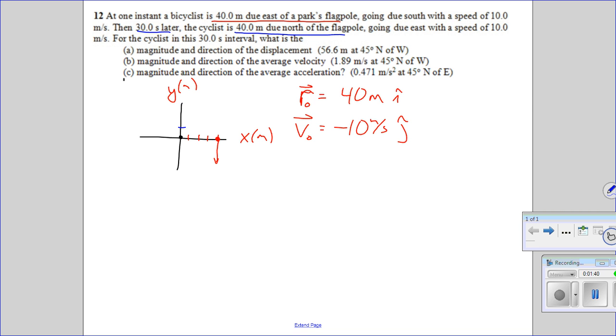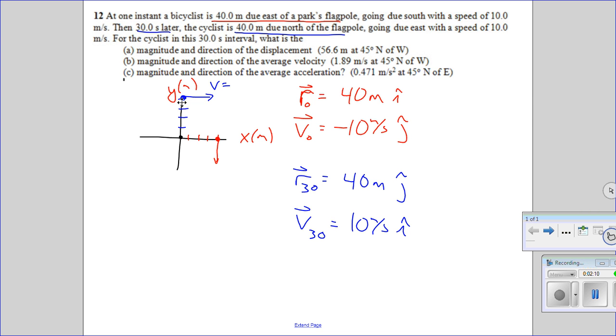Now, it also tells us that 30 seconds later, he's 40 meters due north of the flagpole. So 10, 20, 30, 40. He's right here, and he's going east now at 10 meters a second. So what this is telling us is that our position after 30 seconds is 40 meters, but along the y-axis, and our velocity at that same instant is still 10 meters a second, but now it's along the x-axis. Okay, so that's the information.